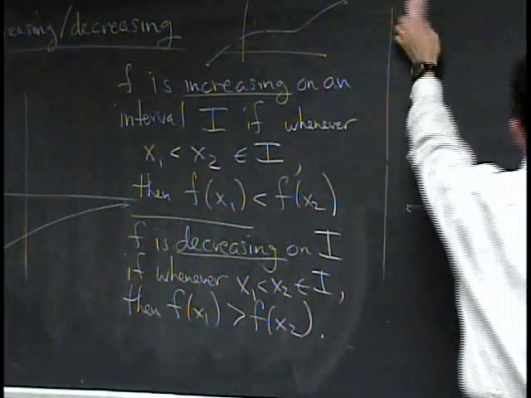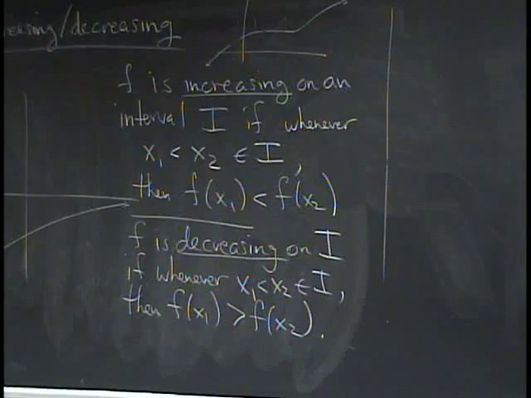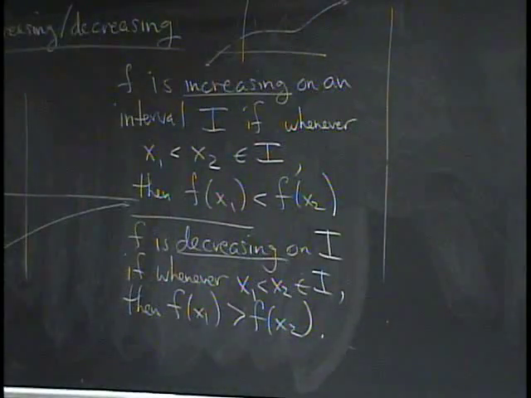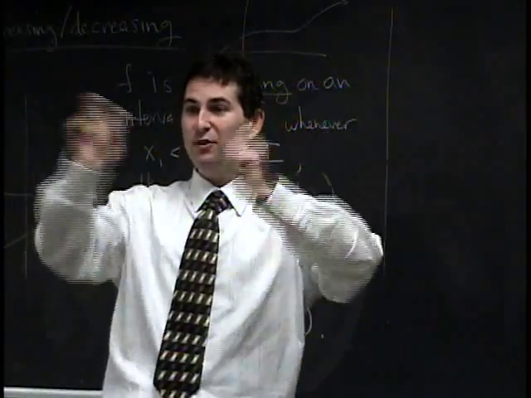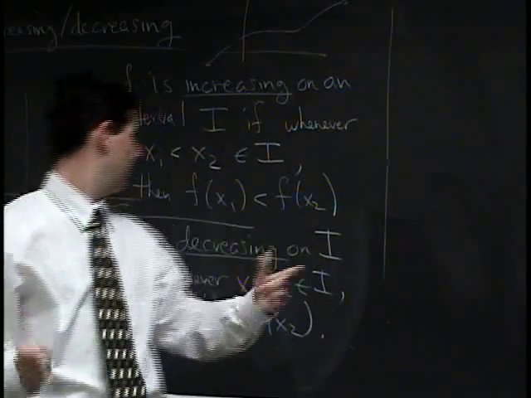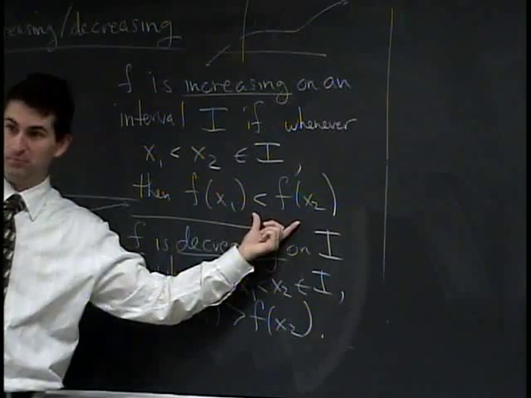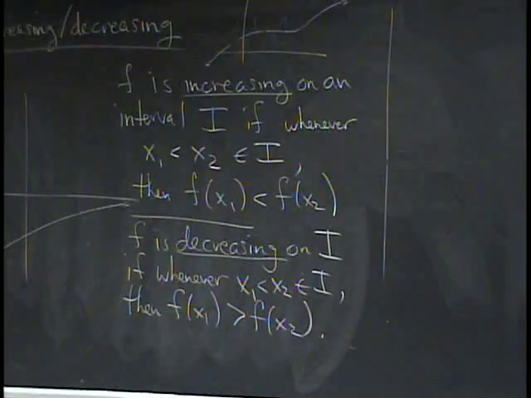So then here comes the question. How do you know if a function is increasing or decreasing? This definition tells you that you have to look at your interval, take every set of pairs of points, take any 2 points in the interval, and check this condition. And that's a lot of points to check. Maybe there's a nicer way to do it.